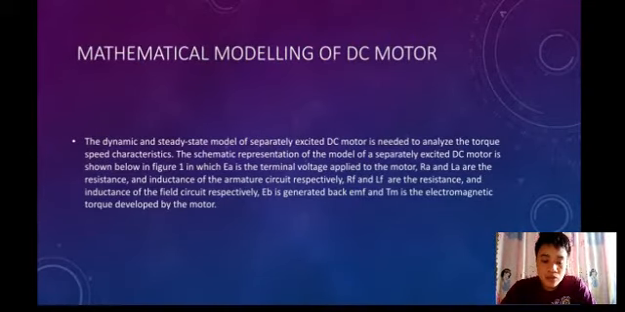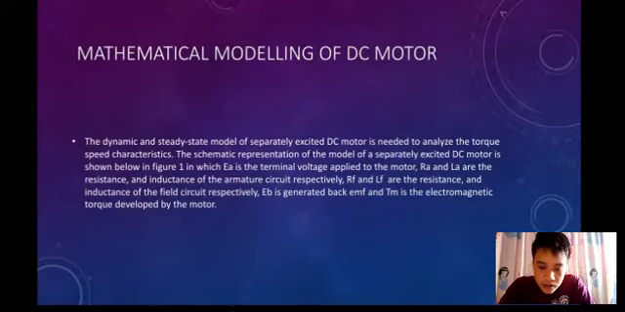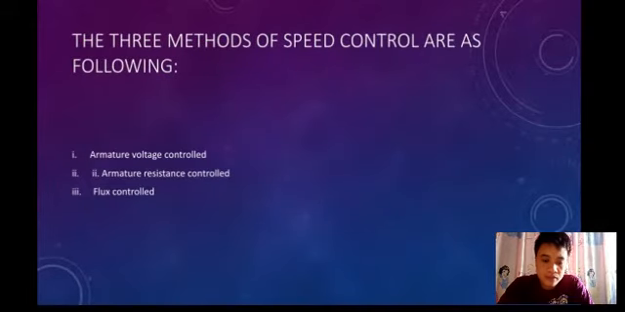Mathematical modeling of DC motor. The dynamic and steady-state model of a separately excited DC motor is needed to analyze the torque speed characteristics. The schematic representation of the model of a separately excited DC motor is shown in the figure below, in which VA is the terminal voltage applied to the motor. RA and LA are the resistance and inductance of the armature circuit respectively. RF and LF are the resistance and the inductance of the field circuit respectively. EB is the generated back EMF and TM is the electromagnetic torque developed by the motor.